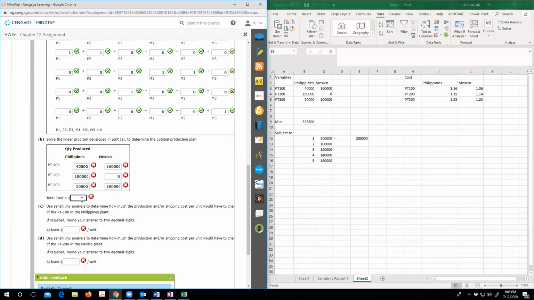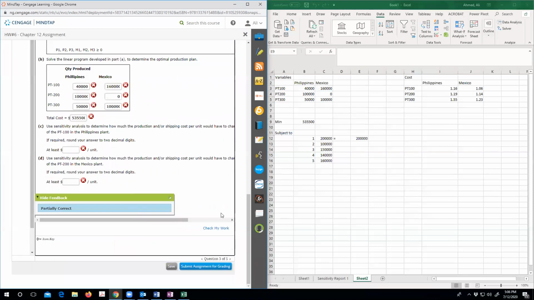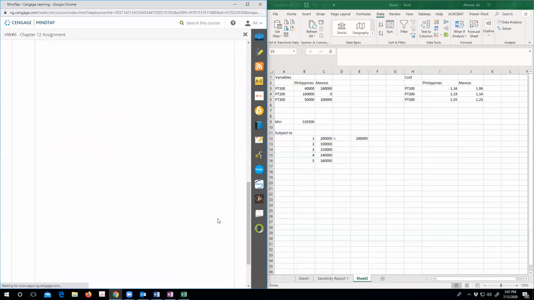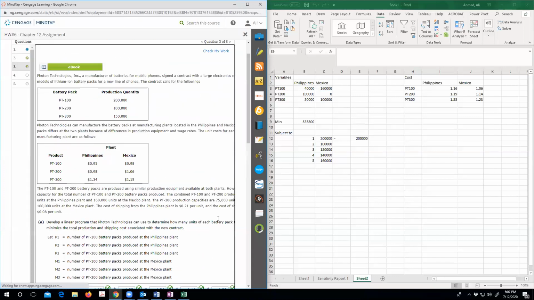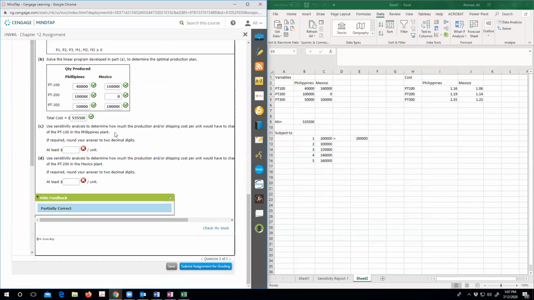Total cost comes out to be 535,000. So here, let's first run this analysis and see how accurately. So we did pretty accurate. All the results are pretty good.